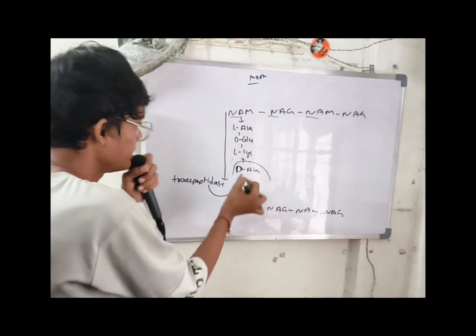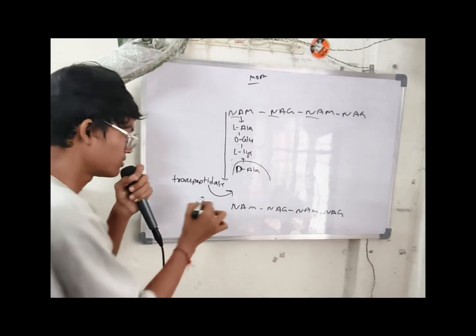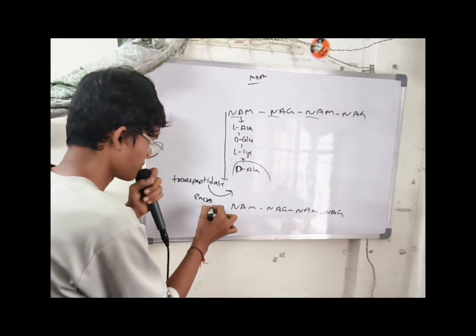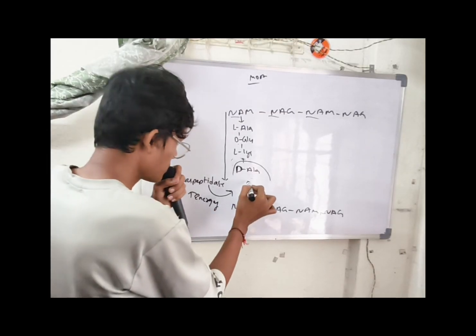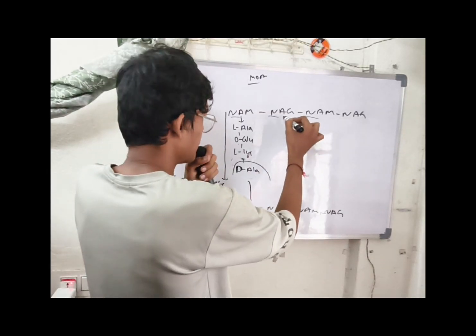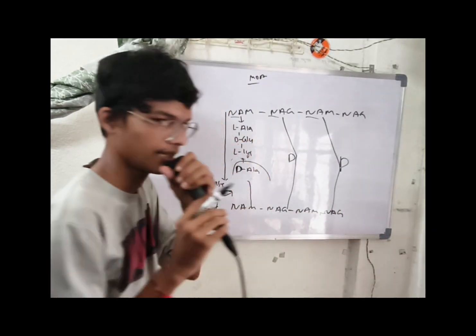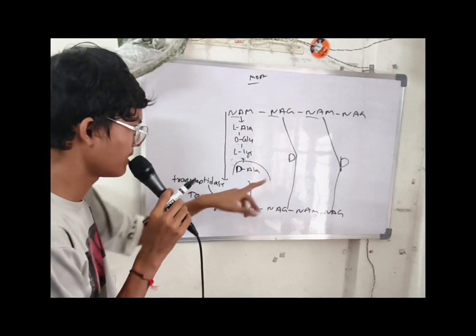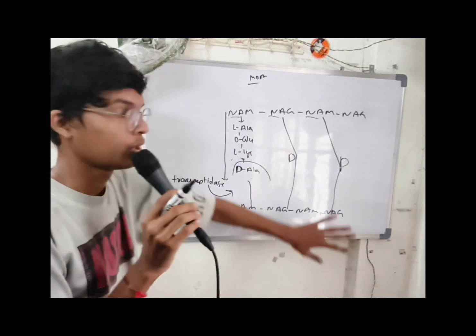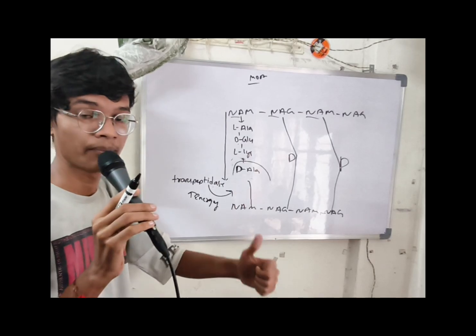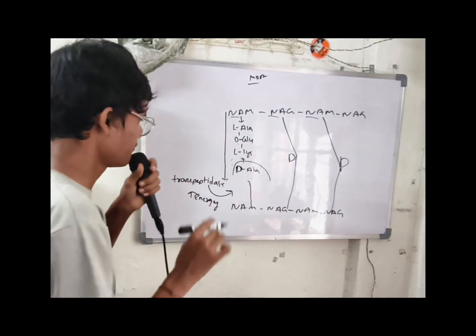Now one D-alanine is broken, right? So we have energy released. This released energy is used to link with this one, and it will be linking like this. The same process: transpeptidase comes, deletes the last terminal D-alanine, and the linkages are formed like this. So the strength of the bacterial cell wall will be increased. Okay, it's finished.